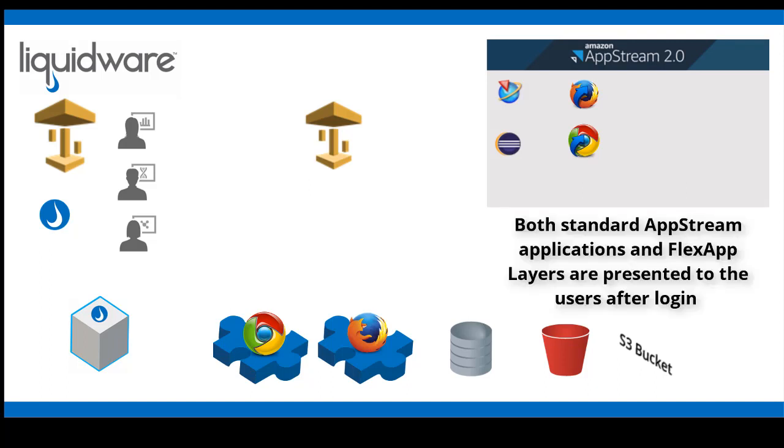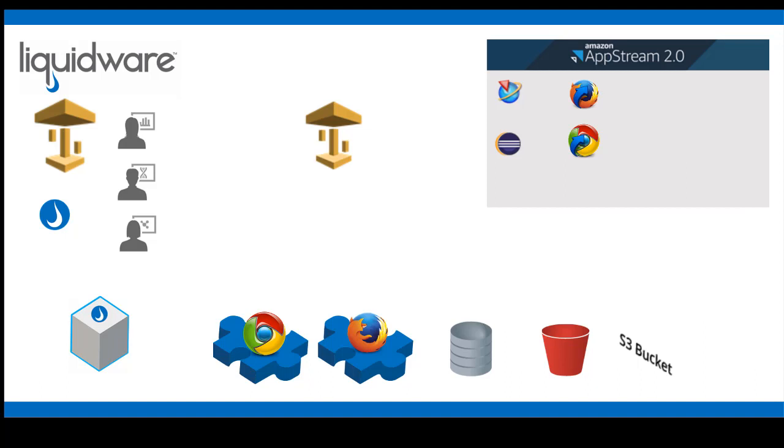Both standard AppStream applications and FlexApp layers are presented to the users after login. This new usage scenario for FlexApp click-to-layer is a powerful optimization benefit for the AppStream platform. Integrating FlexApp layers allows for an optimized and streamlined image management process within AppStream.